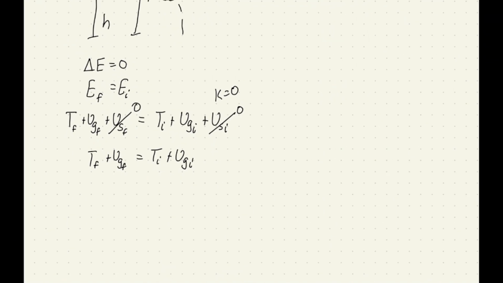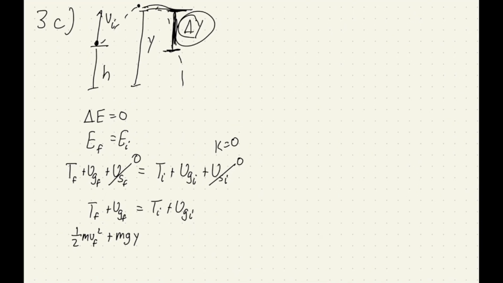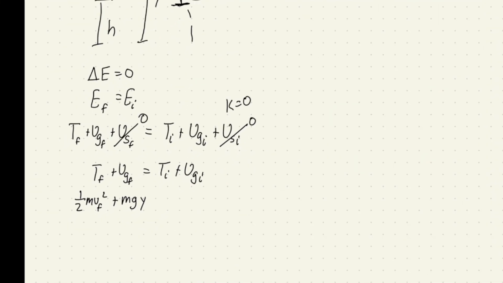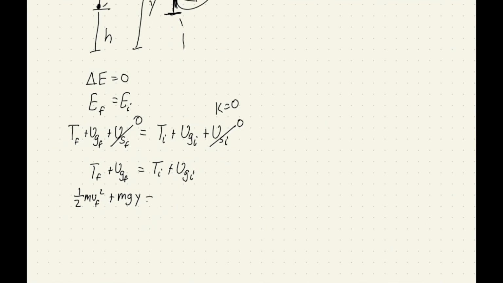Next thing to do is to replace our T's and U's with their respective equations. So for kinetic energy, that would be 1/2 mv final squared plus mgy. We said y is the maximum distance it reaches from the ground to the top, so mgy is the energy that it has to end with. And for our initial kinetic energy, that'll be 1/2 mv initial squared, and our initial gravitational energy will just be mgh.